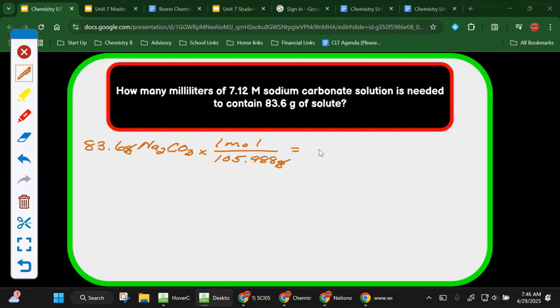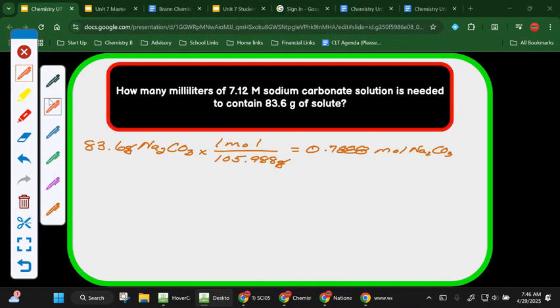Elsa, Katie, who got the moles of sodium carbonate for me? Alicio. So I'm going to put 4 sig figs, 0.7888 moles of Na2CO3. Not my final answer, so I just want to keep some sig figs.